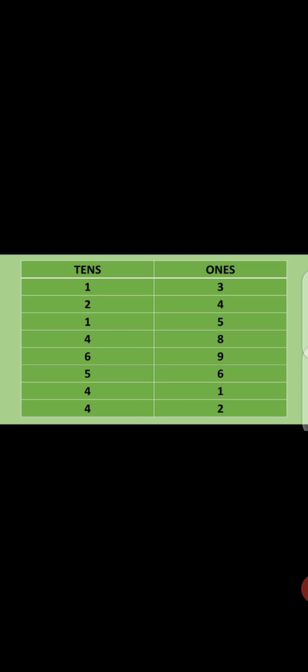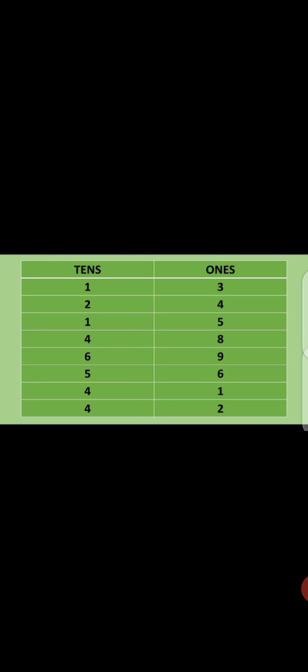Now the next number is 24. In 24 there are 4 ones and there are 2 tens. So the place of 4 is ones and the place of 2 is tens. Now look at the next number, 15. Yes, in 15 there are 5 ones. So the place of 5 is ones and there is only one 10. So the place of 1 is tens.